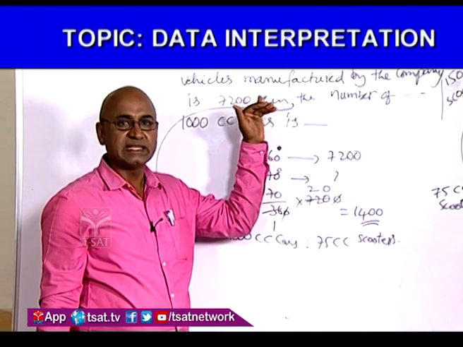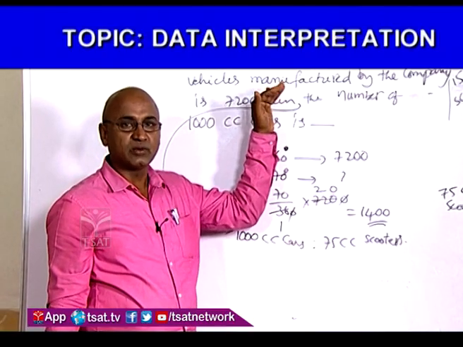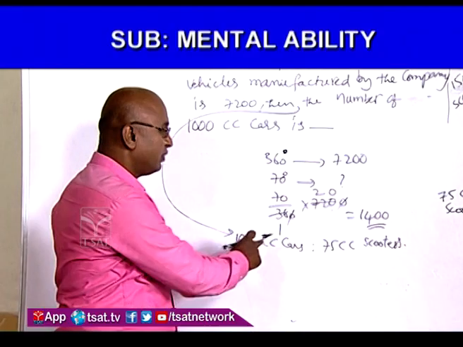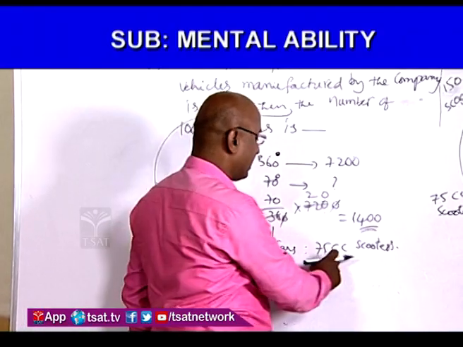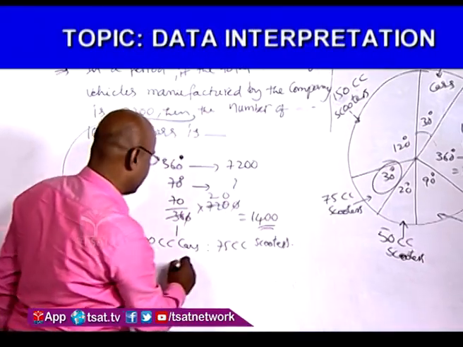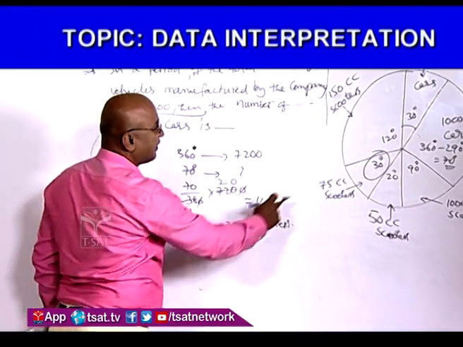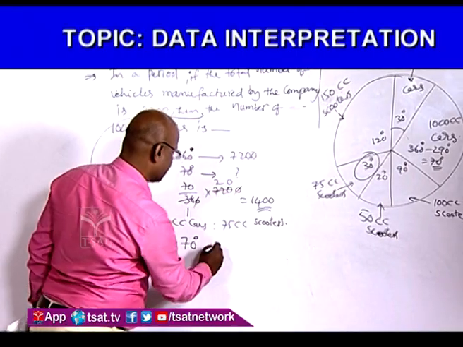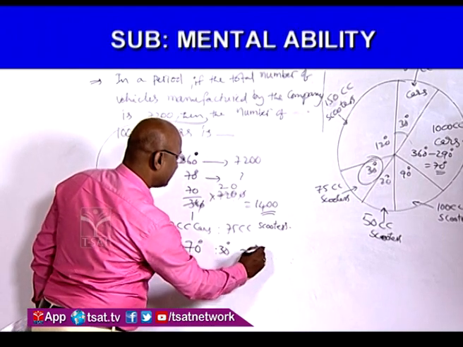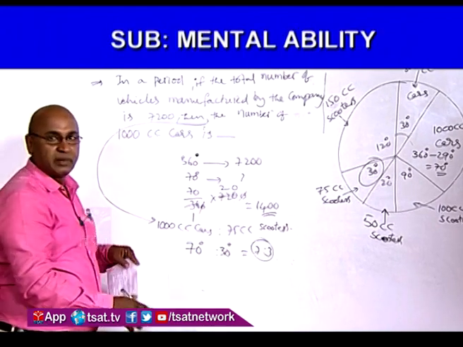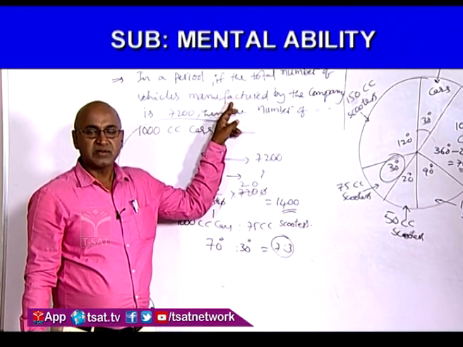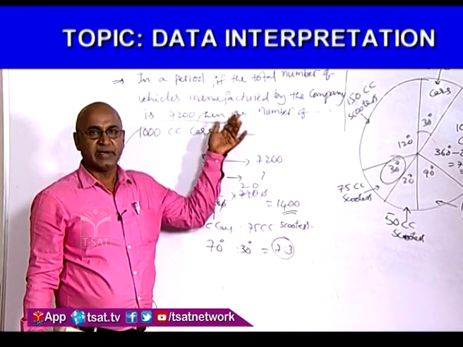Even though the data is given, no need to find out the total number of productions of individuals. Directly you can find the ratio of 1000cc cars to 75cc scooters. 1000cc cars is 70 degrees and 75cc scooters is 30 degrees. So the ratio is 7:3.